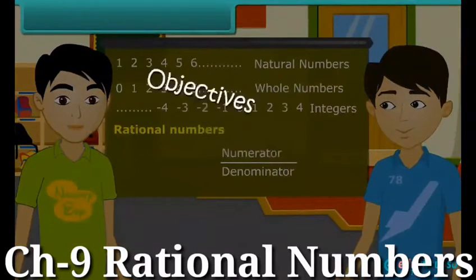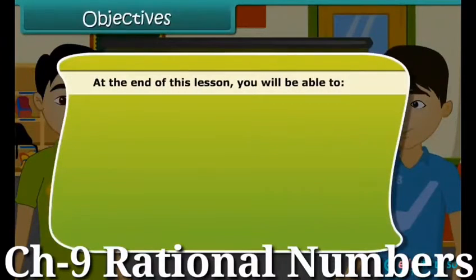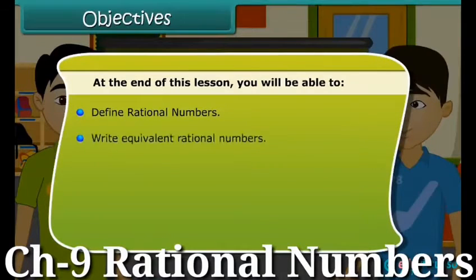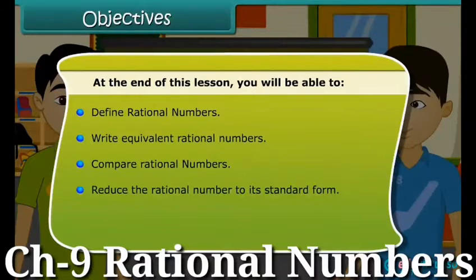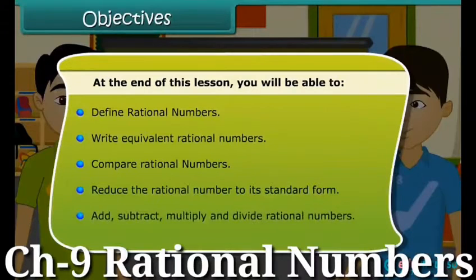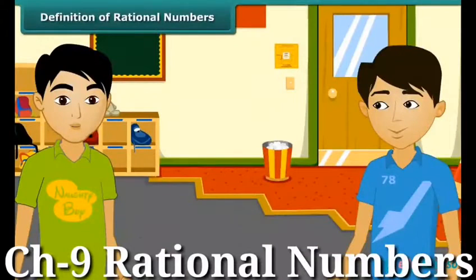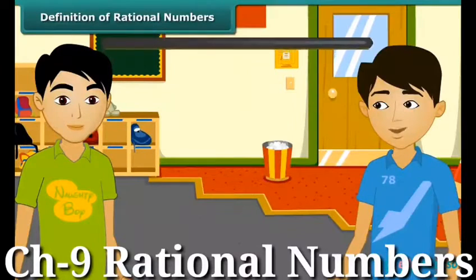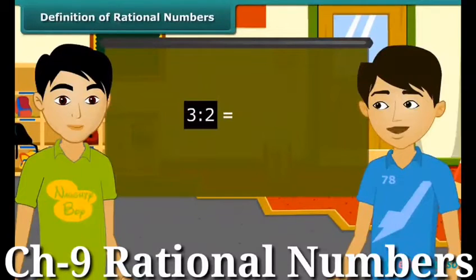Objectives. At the end of this lesson, you'll be able to define rational numbers, write equivalent rational numbers, compare rational numbers, reduce a rational number to its standard form, and add, subtract, multiply, and divide rational numbers. The word rational arises from the term ratio. You mean that a ratio like 3:2, which can also be written as 3/2, is a rational number?